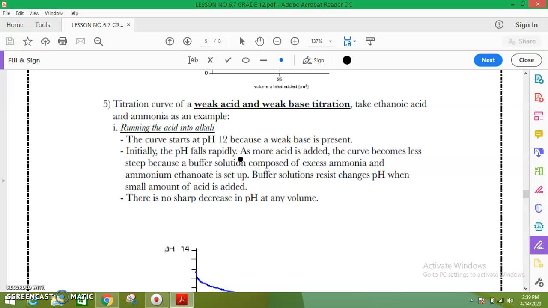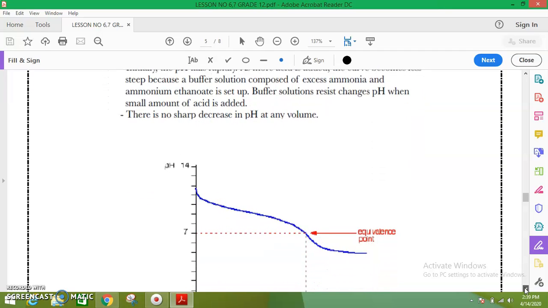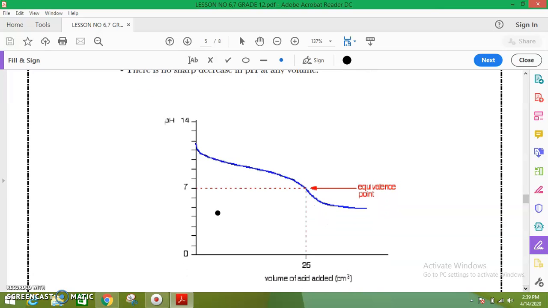Initially pH falls rapidly, and as you add more acid, the curve becomes less steep because a buffer solution will act, and later I will explain what a buffer solution is. See here, we will start from 12. It's very sharp, but you will not get a vertical line exactly. So the way you can do it is to draw the line from 7. Where the 7 line cuts this curve, you can find the volume of acid or base, and this is your equivalence point.